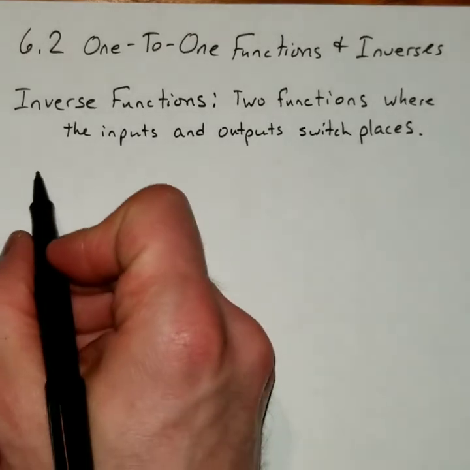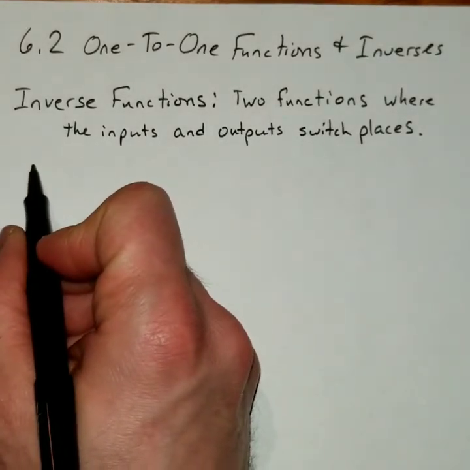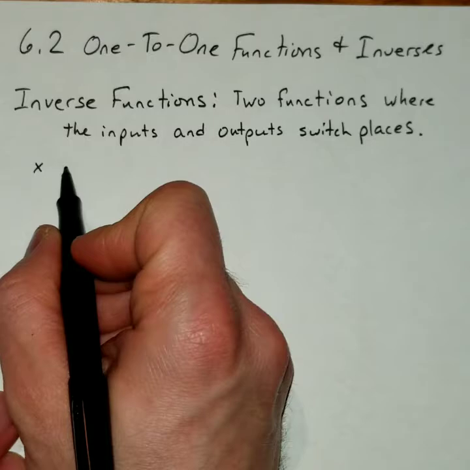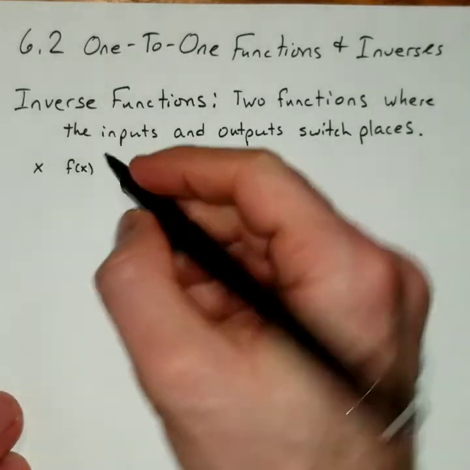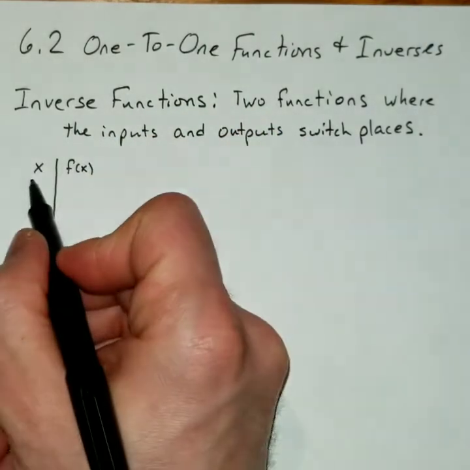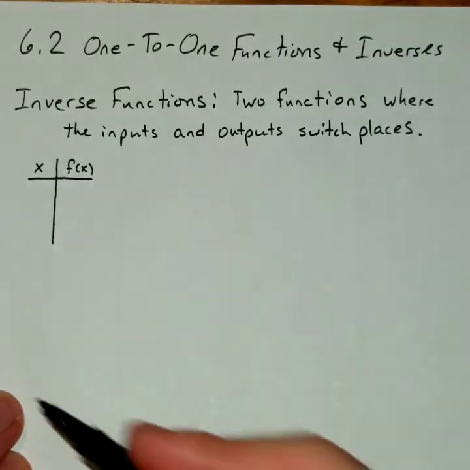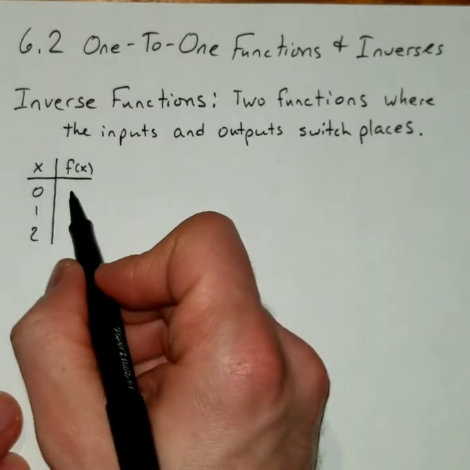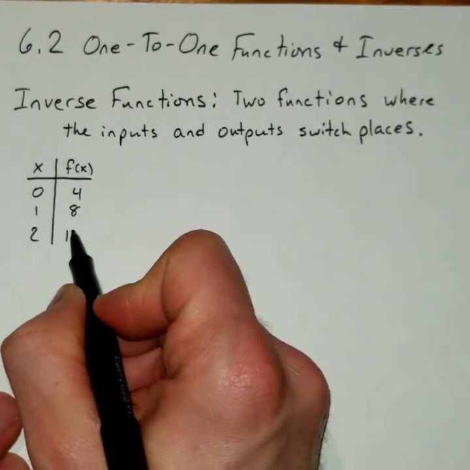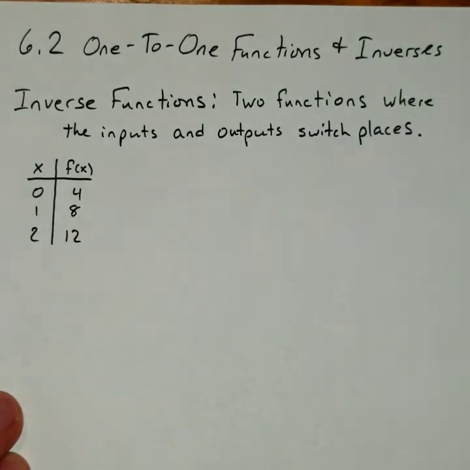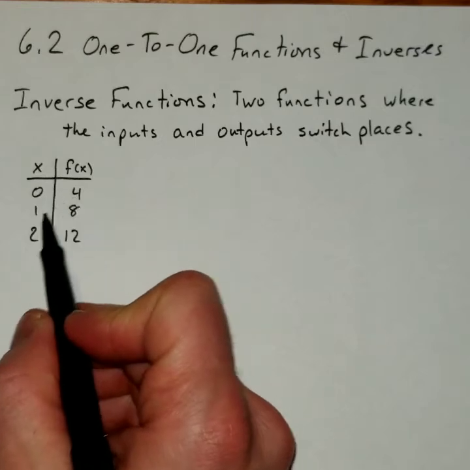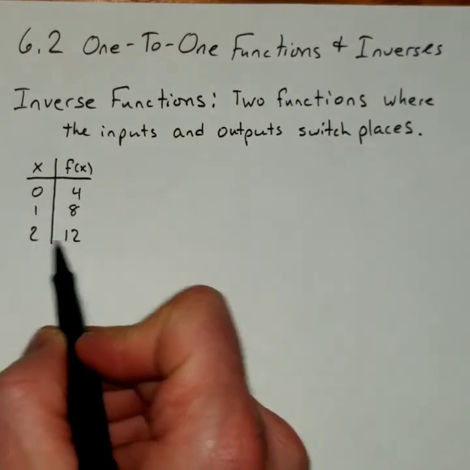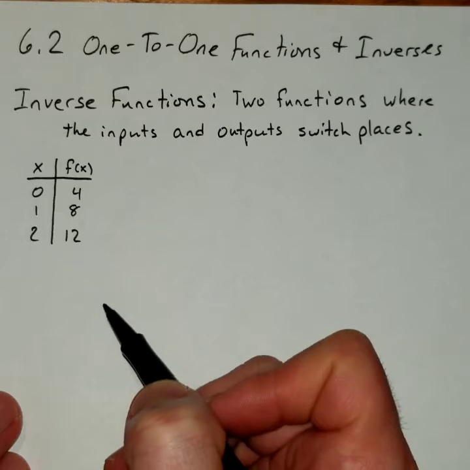Give you a quick example. Let's just say I had a function f of x, and I just look at a quick table of values here. I'll just throw some things in there, 0, 1, 2 as the inputs, and let's say the outputs are 4, 8, 12. So that function has inputs. An input of 0 gives you an output of 4, input of 1 gives you an output of 8, input of 2 gives you an output of 12.